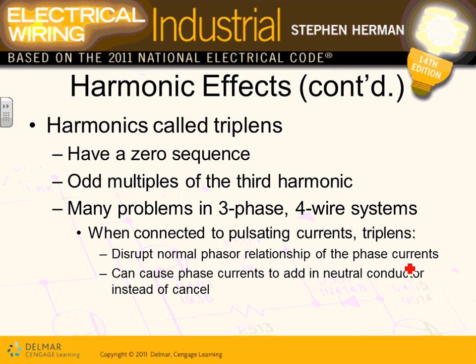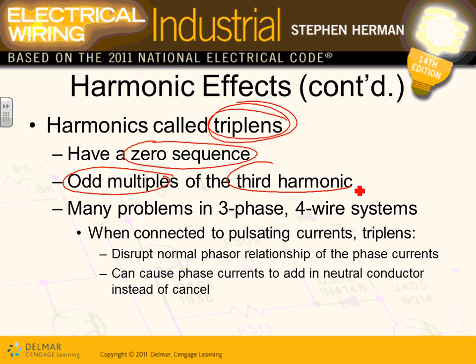Okay, there are a bunch of harmonics called triplens, guys. A special type of harmonic. They have zero sequence, they start with a zero, and they are the odd multiples of the third harmonic. The odd multiples of the third harmonic.